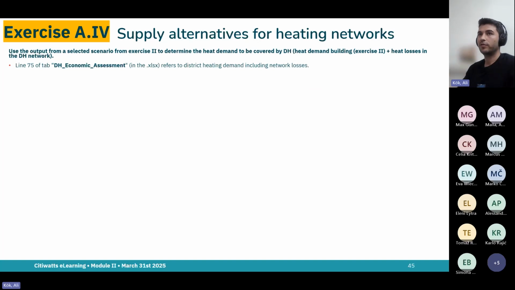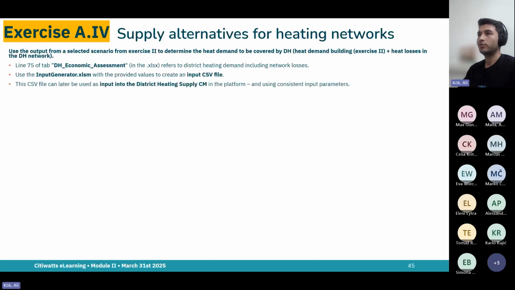Here you see exactly where to find it, the district heating demand. Then you need to go to the input generator and create your input CSV file, then import this into the platform, the module, and run this model, and then supplement your results into the scenario assessment file. So exactly as I did it.